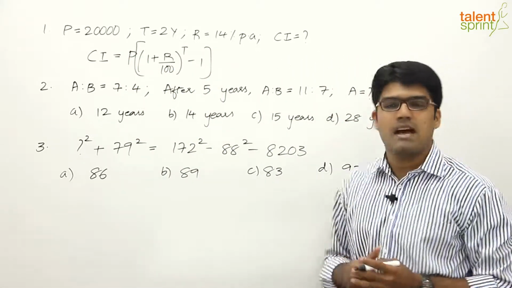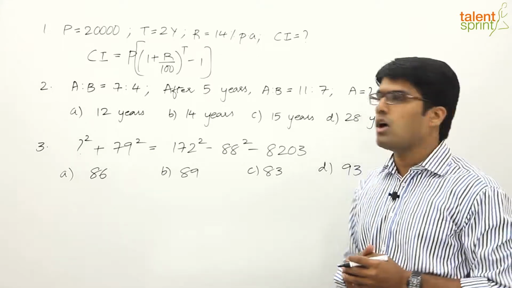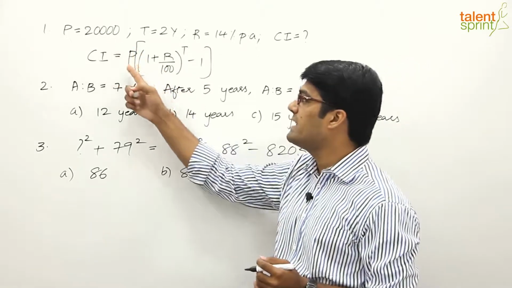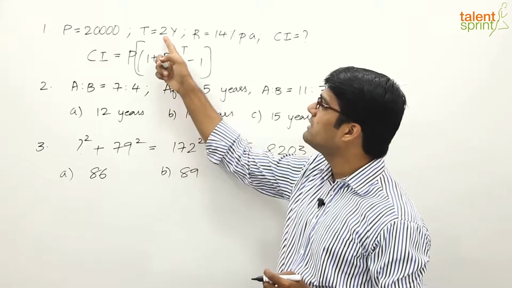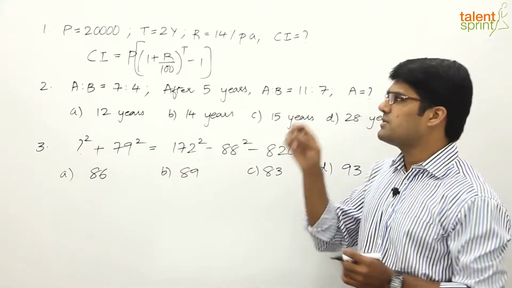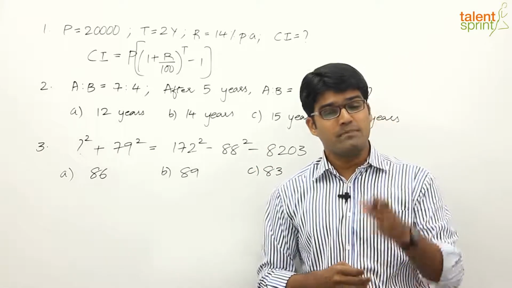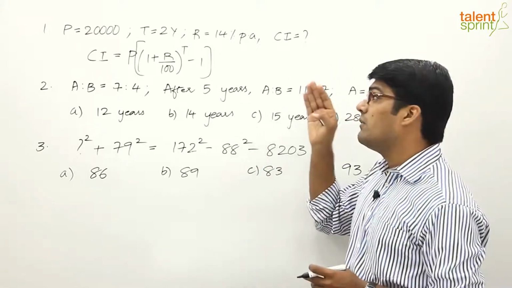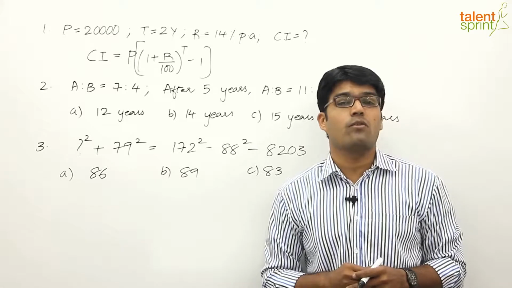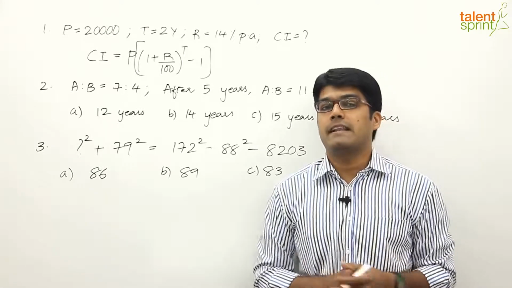P of (1 plus R by 100) whole power T minus 1. Now all we need to do here is substitute the values. 20,000, rate of interest is 14 and time period is 2 here. So substitute the values, simplify, do the calculation and you'll get the final answer. But I'm sure most of you understand that we'll take at least 2 minutes to solve all those equations and arrive at the final answer.